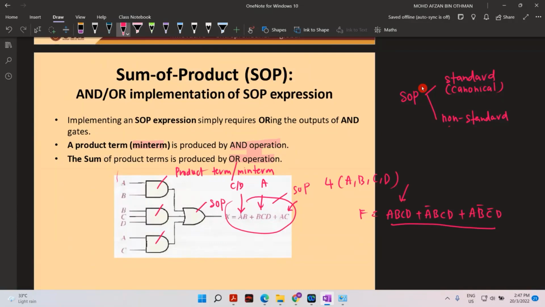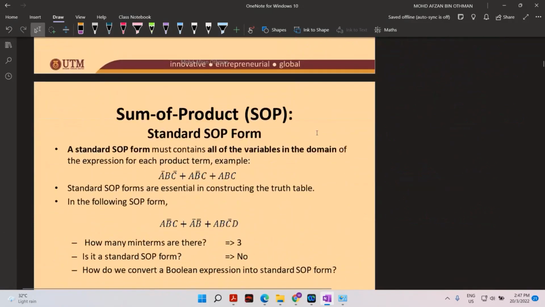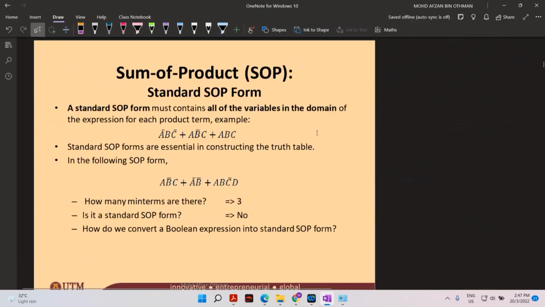Kalau non-standard SOP ni selalunya ada dalam expression yang kita dah simplifykan. So non-standard most of the time is expression yang kita dah simplifykan. Kenapa? Kita nak reduce the number of gates. For the standard SOP or standard POS, bilangan gates dia banyak, because it is a standard.